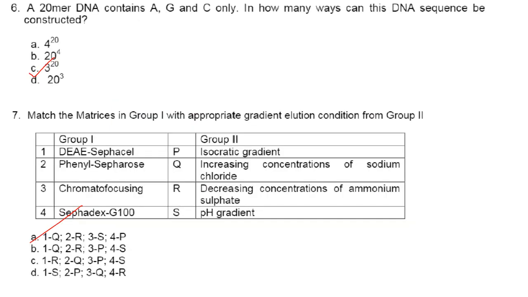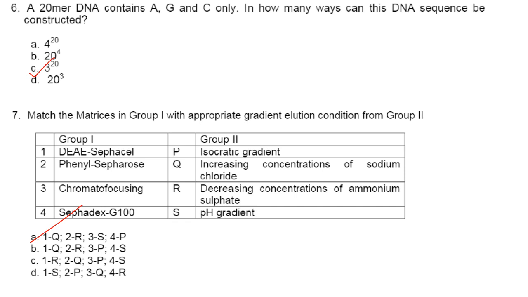Then a 20 mer DNA contains A, G and C only. In how many ways can this DNA sequence be constructed? So it can be constructed in 3 raised to 20 ways. Answer is option C.